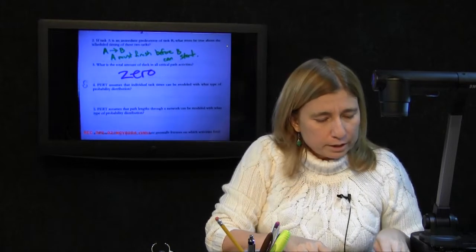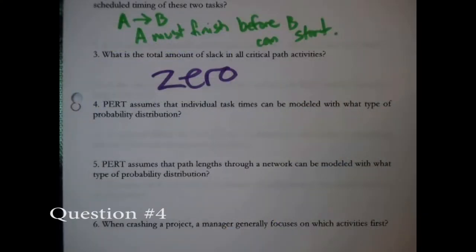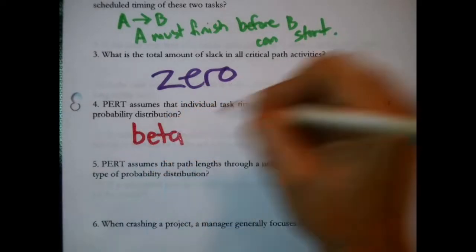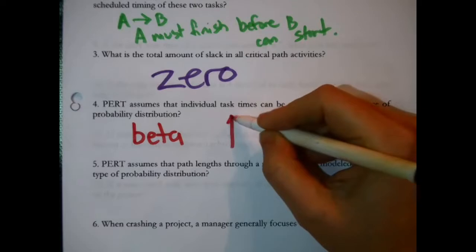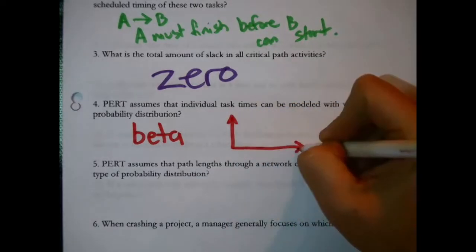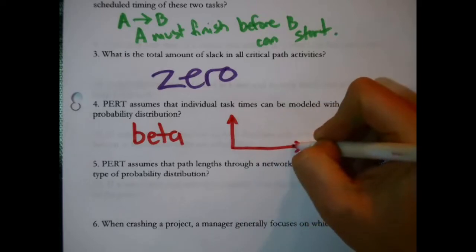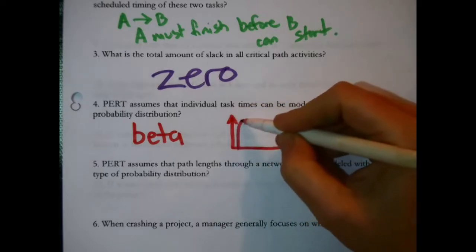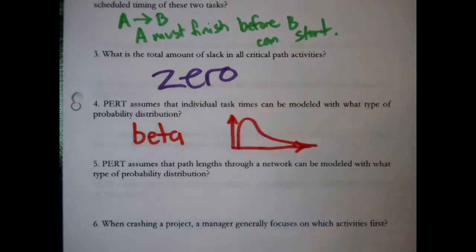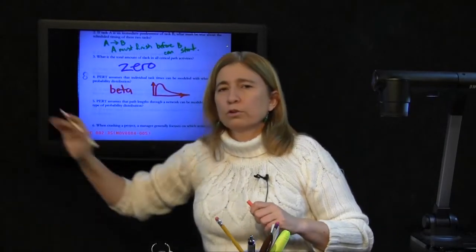Okay, next question. PERT assumes that individual task times can be modeled with what type of probability distribution? The assumption with PERT is the beta distribution. If I were to sketch it, here's a task time, all different possibilities, and here's the probability. Beta distributions tend to be lopsided. That's why I wanted to sketch it. They tend to have a steep side and then one long tail over the larger numbers.